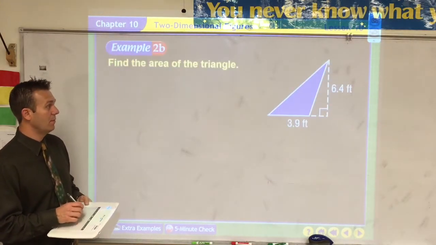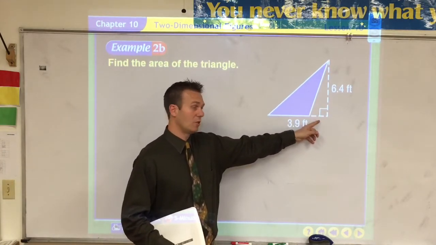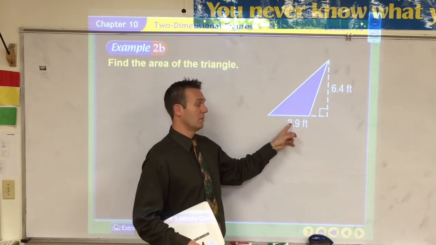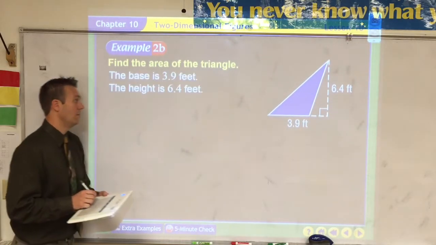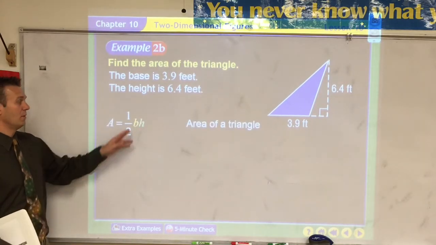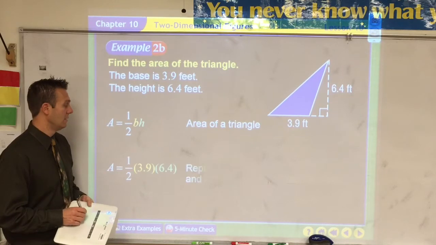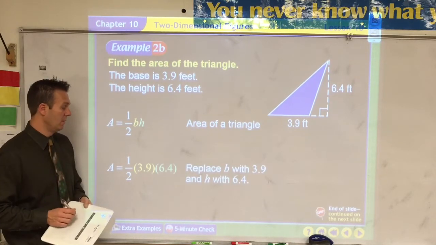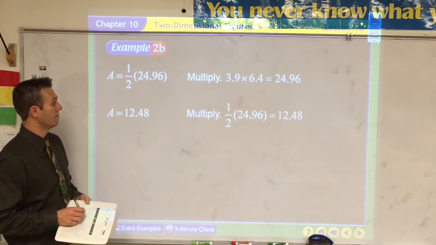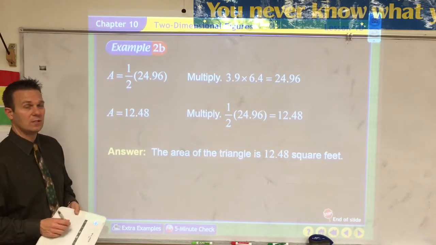Okay, here's another example. Now you'll notice that it's always going to have a 90-degree angle to show you the height of the triangle. And so this one's 3.9 for the base, and the height is 6.4. So you put in your formula. Again, if you want to do base times height divided by 2, or 1/2 times base times height, same thing. Multiply your numbers, divide by 2, and you get 12.48. So there's your answer, 12.48 square feet.